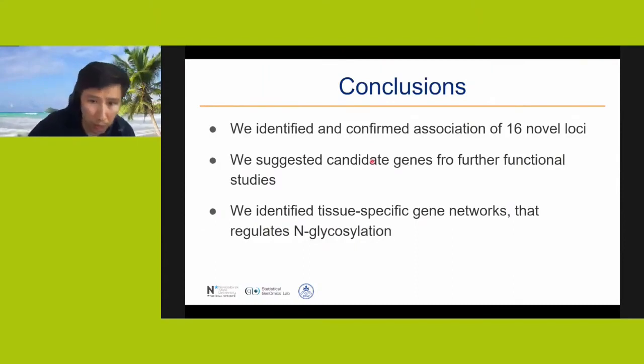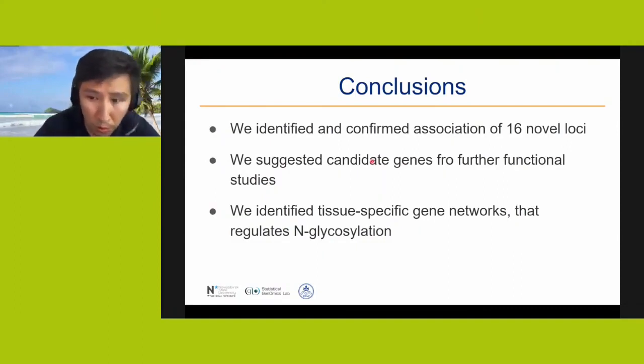As a conclusion, we can say that we identified and confirmed associations of 16 novel loci. In these loci, we suggested candidate genes for further functional studies. And also, using this nice network, we probably identified the tissue-specific gene networks that regulate N-glycosylation.